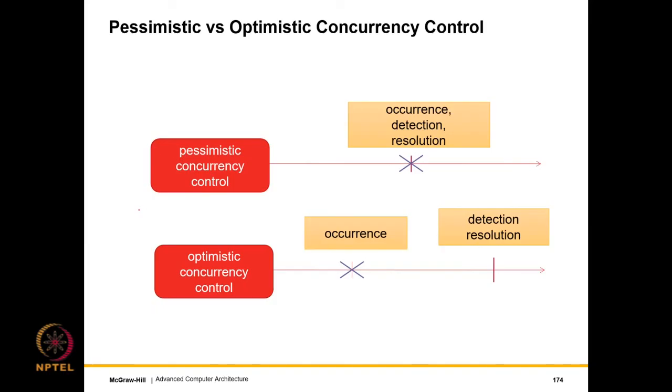So both have their own pluses and minuses. The pessimistic protocols have more overheads because we need to keep on detecting conflicts at every point of time, which adds to our overheads. And in optimistic concurrency control, we typically detect the conflict at the end, which is when we want to decide whether we'll commit or abort the full transaction.